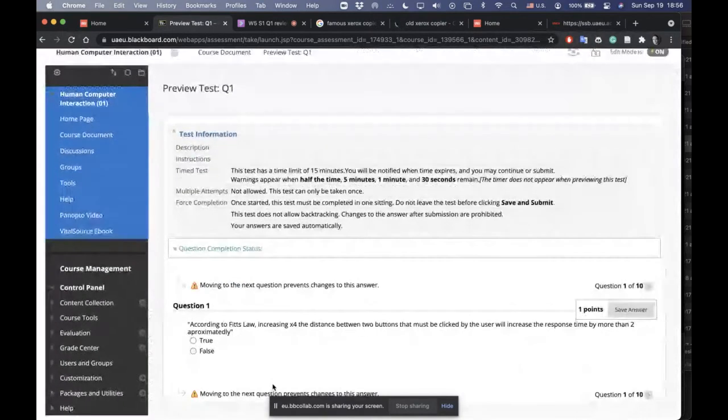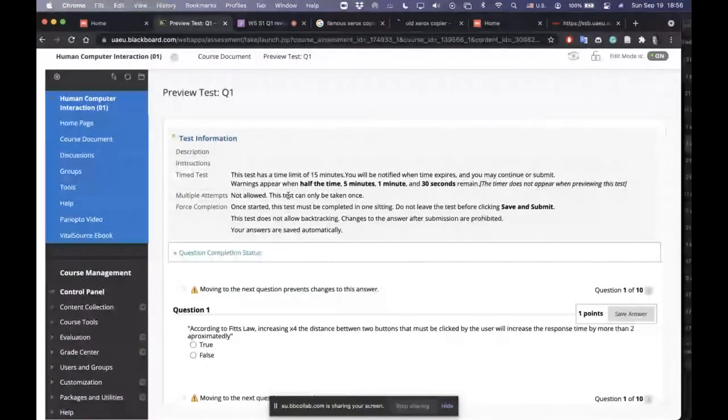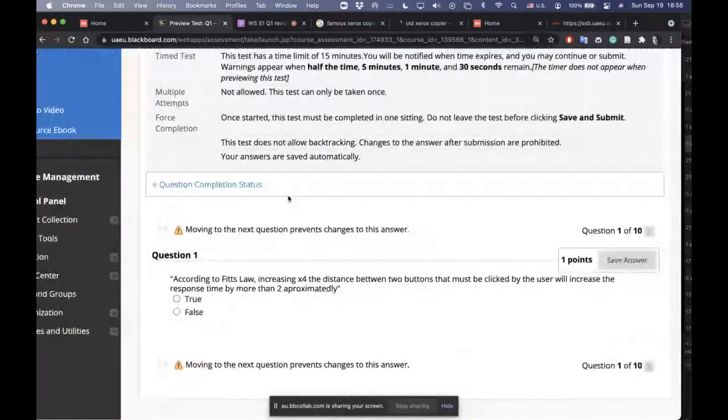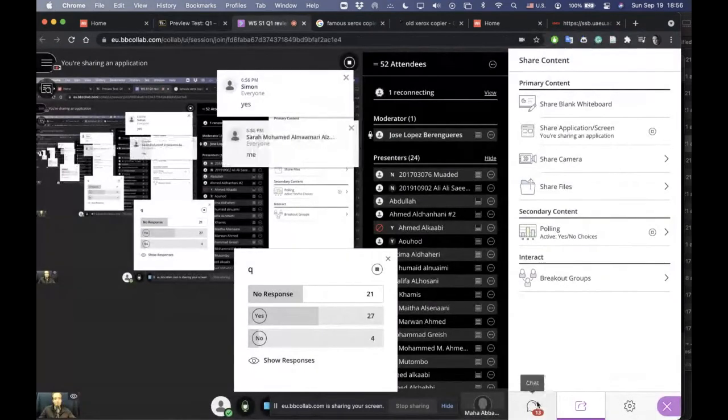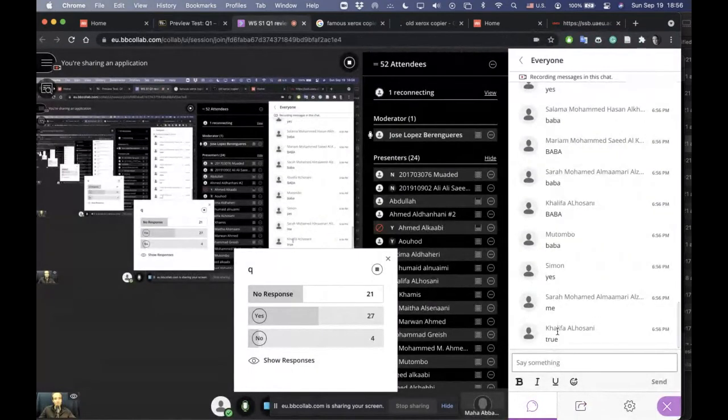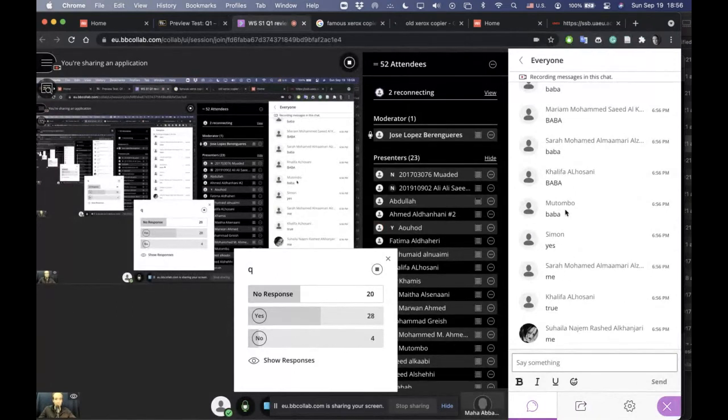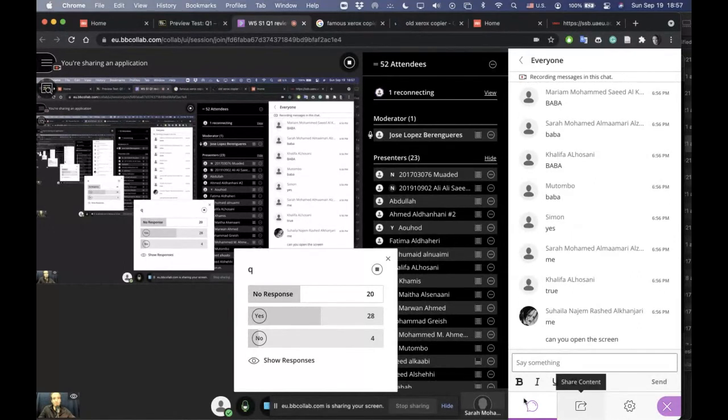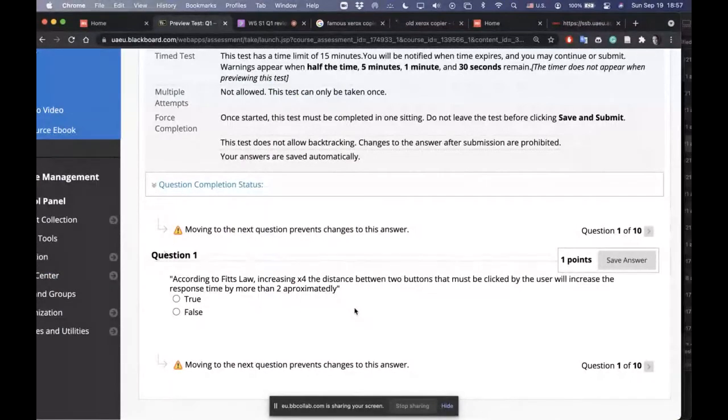Question 1, according to Hicks Law. Oh, I need a volunteer to read the question. Who wants to read it? One volunteer who will get bonus points at the end of the course. Go for it. One lady, please. Khalifa, Sarah, Suhaila, go ahead. Yes, Suhaila, open the mic. Can you open the screen? Absolutely. Go, go, go.